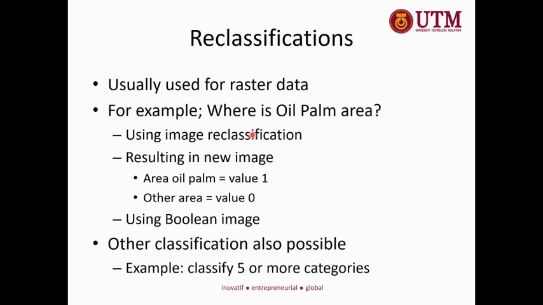For example, where is the oil palm area? Using image reclassification, we have, for example, satellite data. This satellite data consists of so many pixels. So we want to reclassify all these pixels, and we want to see only the oil palm area. So we give the oil palm area value 1, and other than that we give value 0. So we will see 0 and 1, where the oil palm area and non oil palm area are. Other classifications classify into more than 5 categories.